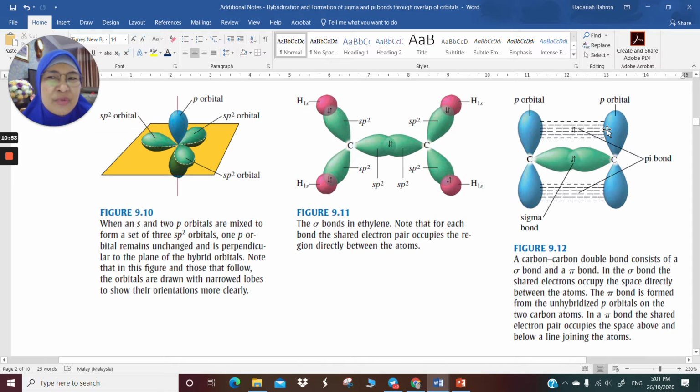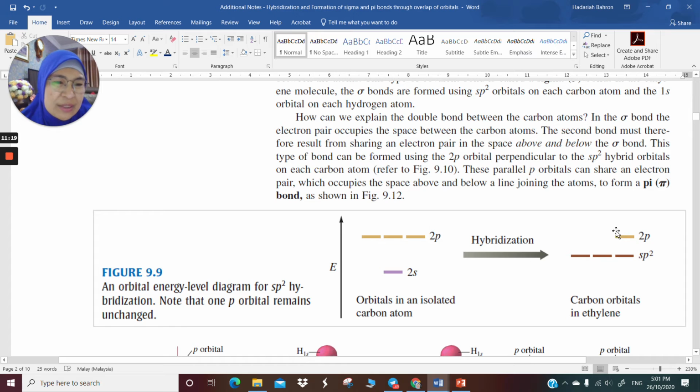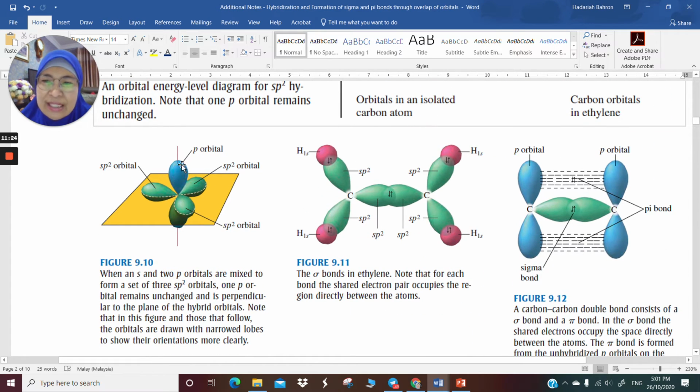Now looking at the next diagram, figure 9.12, this is showing how the second bond is formed. The second bond is formed through the overlap of the p orbitals. Do you remember the p orbitals in the carbon here? This is the unhybridized p orbital. It stands erect, on the vertical, on the z-axis. This is the dumbbell shape of the p orbital on one carbon, and this is another dumbbell shape of the p orbital on the other carbon. When these two carbons approach one another, the p orbitals will overlap side to side. So side-to-side overlap will make a pi bond.